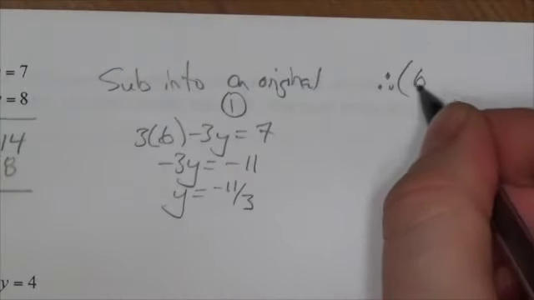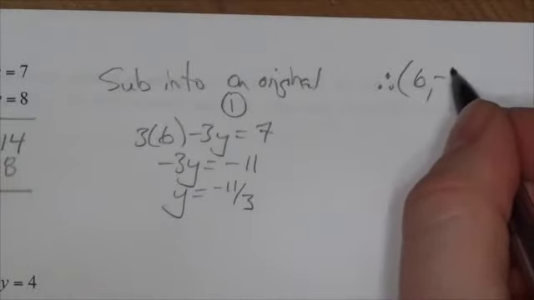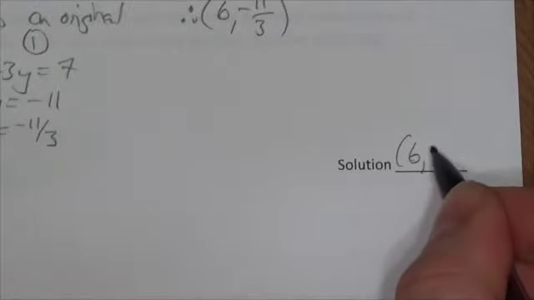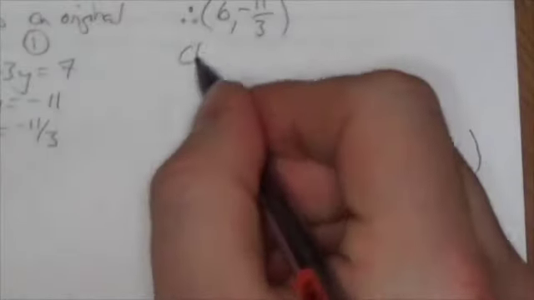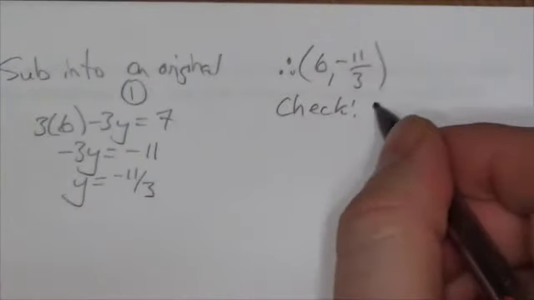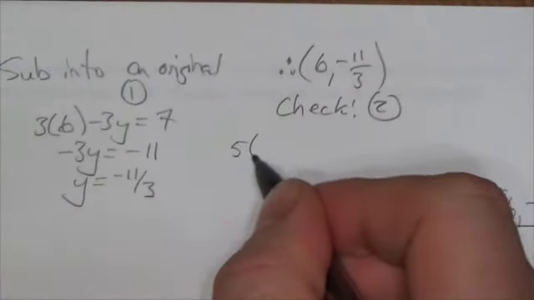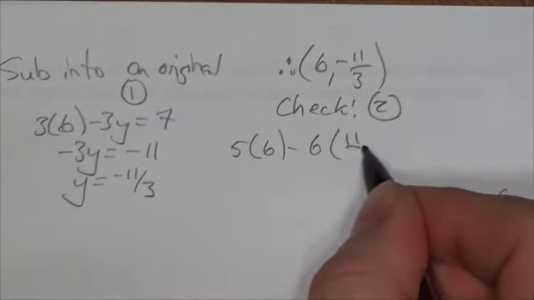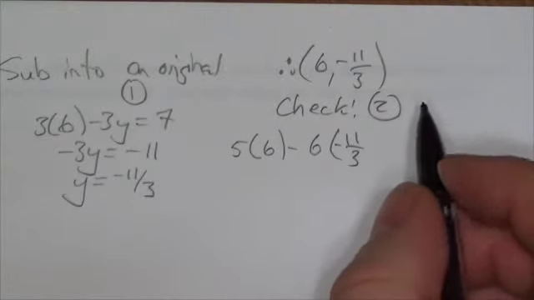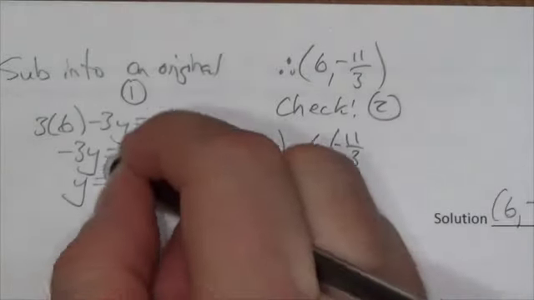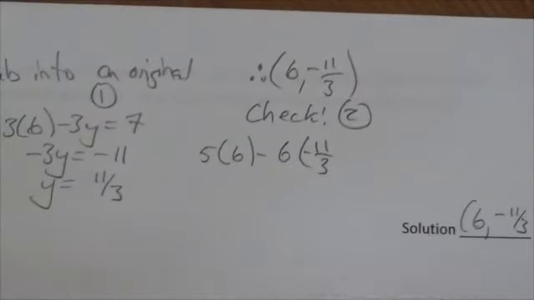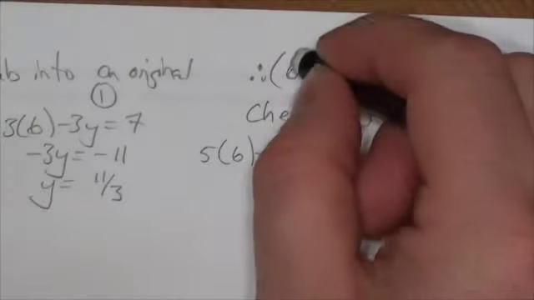So therefore my solution is the point 6 comma negative 11 thirds. Down here, 6 comma negative 11 thirds, and we're going to check it. Because I used equation 1 to get that answer, I'll check this in equation 2. So 5 times 6 minus 6 times negative 11 thirds. Oh, sorry, a negative times a negative is going to be positive. My mistake.